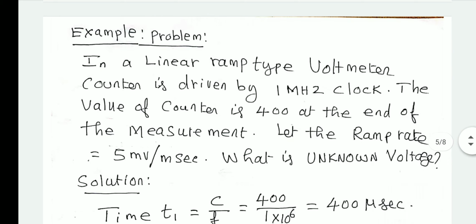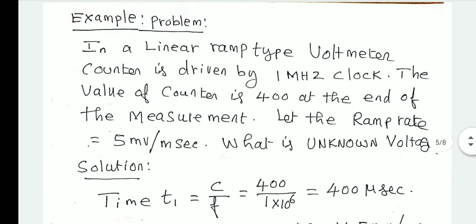Now what is the unknown voltage? Three parameters are known to us. We know the clock frequency is 1 megahertz, and starting from the beginning at t equal to 0 to t1, at the end of the counting, we get the count value 400. And we know the ramp rate is fixed, 5 millivolt per millisecond. Now what is the unknown voltage?